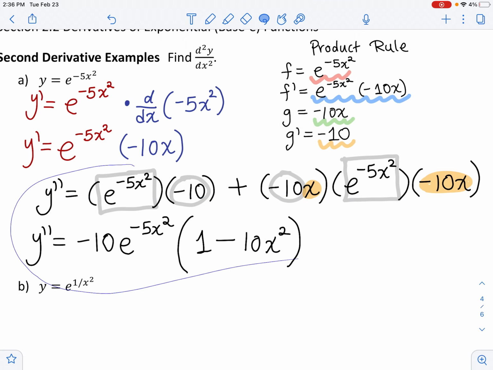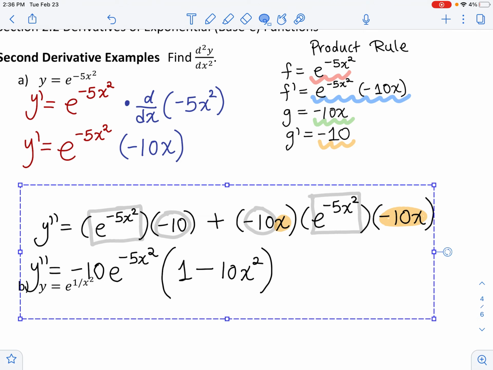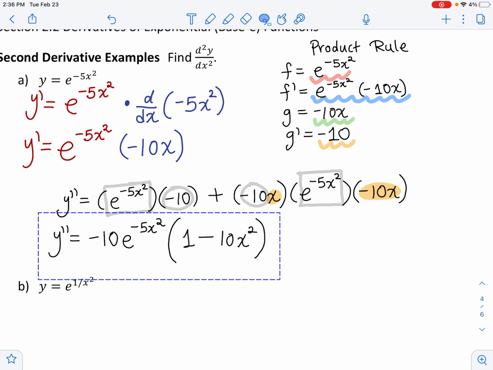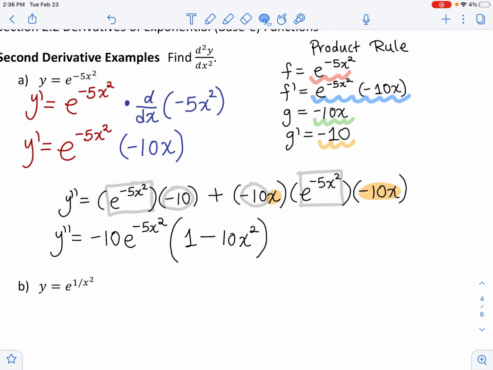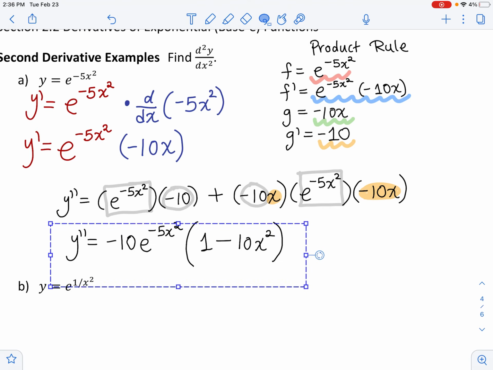I'm going to go ahead and make this pretty, I want everything to be pretty. I wish you were here with me so that I can ask you, do you guys have any questions? And you can come up with some great questions, but you're not here with me. So I am done with this problem. I will be back with the other second derivative problems very soon, okay?